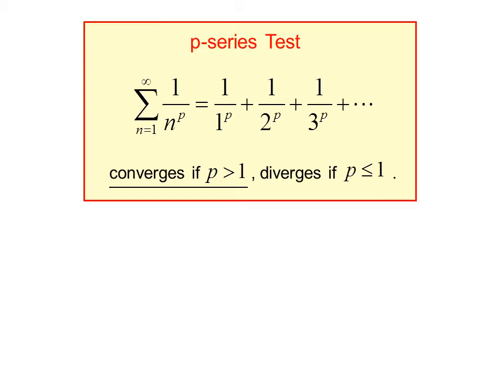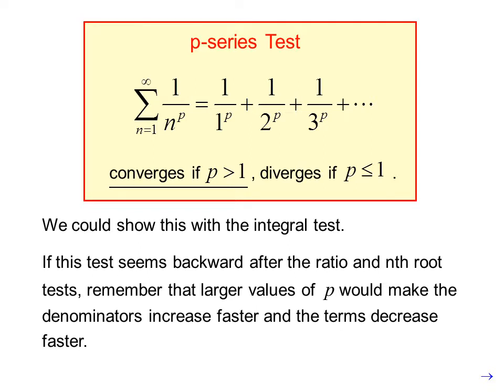The p-series test. The summation as n goes from 1 to infinity of 1 over n to the p, which equals 1 over 1 to the p plus 1 over 2 to the p plus 1 over 3 to the p, etc., converges if p is greater than 1 and diverges if p is less than or equal to 1. We could show this with the integral test. If this test seems backward after the ratio and nth root tests, remember that larger values of p would make the denominators increase faster and the terms decrease faster.